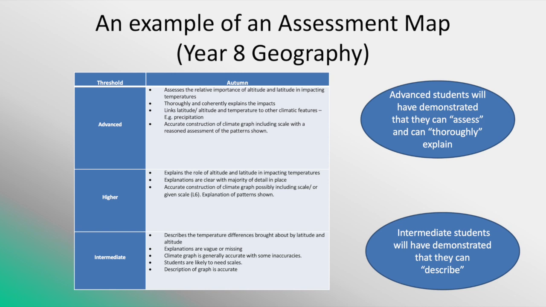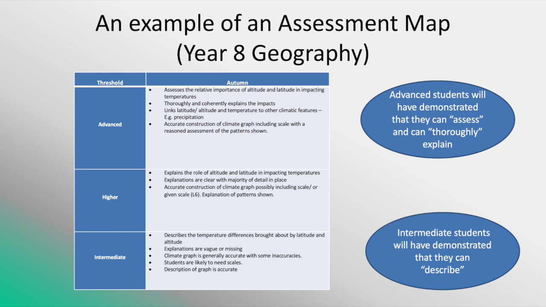So here we have an example of an assessment map from our geography department. What you can see are descriptors of the work that the department would expect from students on each threshold. For example, at the top you can see advanced students will have demonstrated they can assess and thoroughly explain. If we look at our intermediate student description, intermediate students will have demonstrated that they can describe.